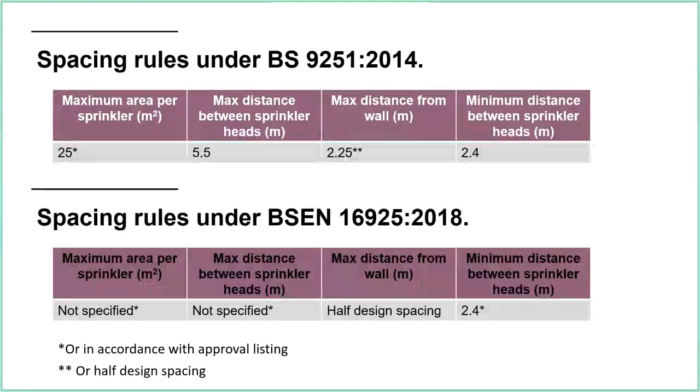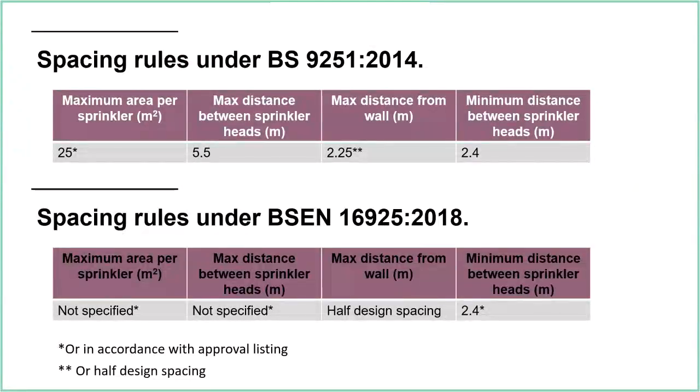Design spacing rules under 9251. So maximum area per sprinkler is 25, or in accordance with the approval listing, whichever is lesser in that case. Maximum distance between sprinkler heads 5.5. Maximum distance from the wall, same again, half the maximum distance or half the design spacing. Minimum distance between sprinkler heads 2.4 meters.